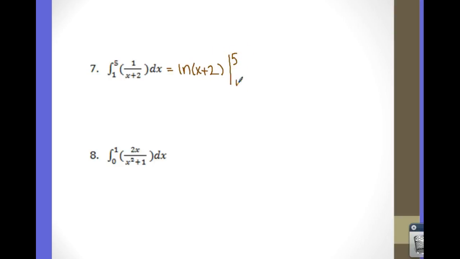Plug in your 5, plug in your 1. You want to clean it up a little more? What's the natural log rule for subtraction? You can put it as a power. No, you can put it as division if you want a single-termed answer.